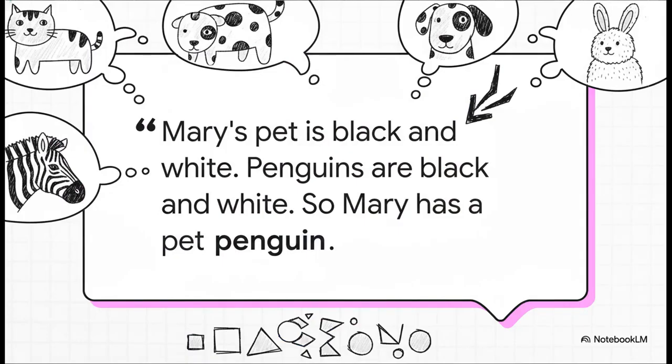Okay, this is a great example of where that logic can just fall apart. So, Mary's pet is black and white. Fine. And we know penguins are black and white. Got it. Does that force the conclusion that Mary has a pet penguin? No way. It could be a Dalmatian, a zebra, a painted turtle. The conclusion just doesn't follow. The logical chain is broken, so this is an invalid argument.